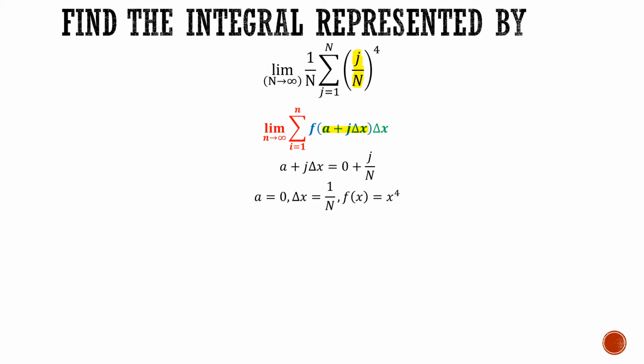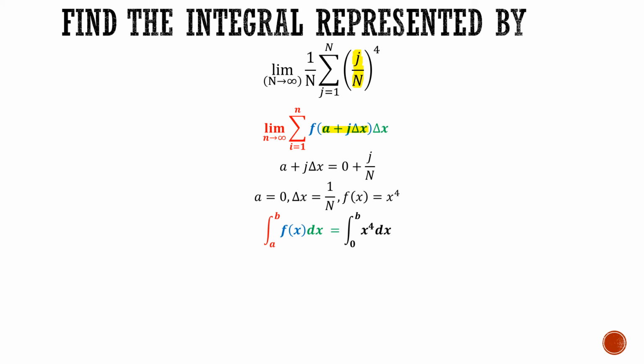You can pretty much look at it a lot of times and see what your function is going to be. Because I have that j over n, or that a plus j delta x, raised to the fourth, I know it's going to be x to the fourth. So pretty much all I did there was match it up to what my summation notation should look like to pull out some of my variables. Using that original formula, that integral a to b f of x dx must be the integral from 0 to b of x to the fourth dx, which means the only thing I have to find is my b value.